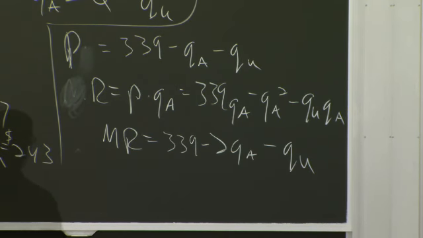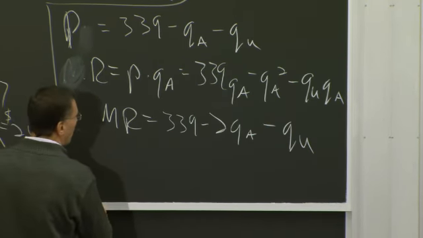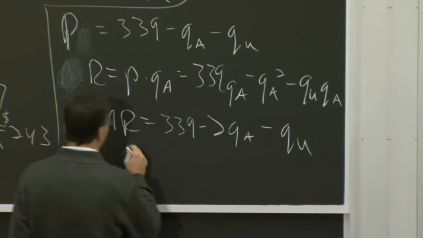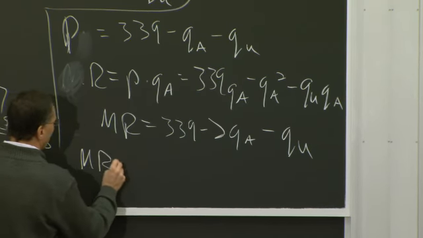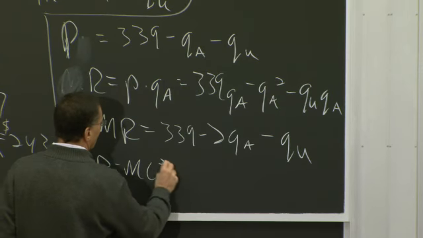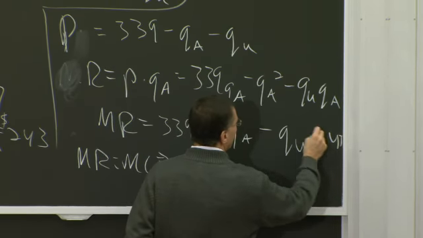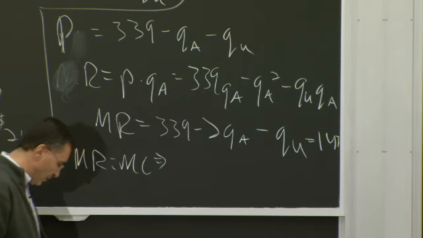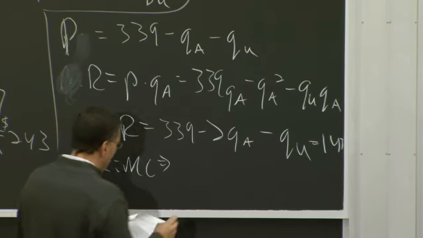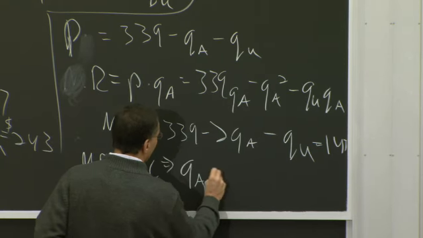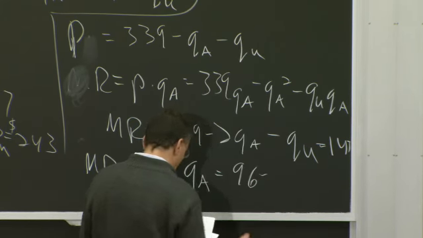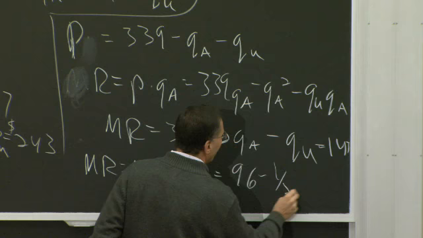They're going to set marginal revenue equal to marginal cost. So they're going to set this equal to 147, which is marginal cost. And solving, you get that QA equals 96 minus 1/2 QU.